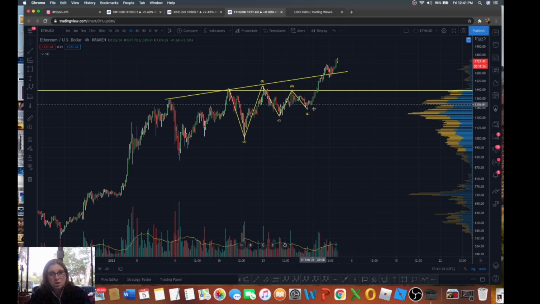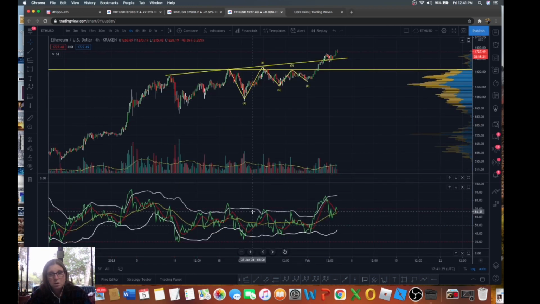This is called a running triangle, and RSI supports it. Whenever you have a triangle or you're trying to draw a triangle, if you cannot draw the same triangle in RSI, it's not valid. Not that you can't draw the triangle and do the measurement of how far it will go if it breaks up to the upside or the downside. You can still do that. But for a valid Elliott wave triangle, you need to be able to draw it in the RSI also.